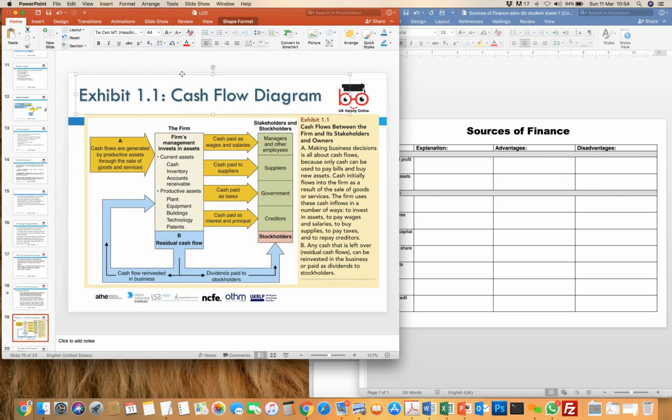Now, the money coming into the business is generated by sales, which is depicted on A. The sales, which could be of products and services, goods and services. Now, that money, when it comes in, is basically classified into something called current assets and productive assets. Now, productive assets would be companies which have manufacturing or engineering, and in that case, the net of expenses between the two gives you something called cash or residual cash.